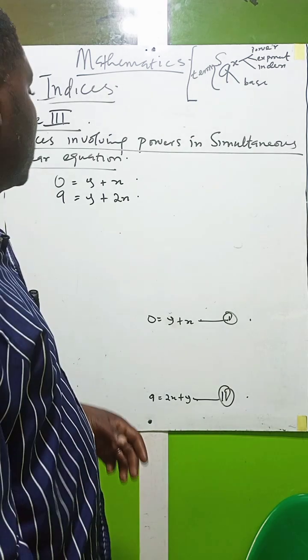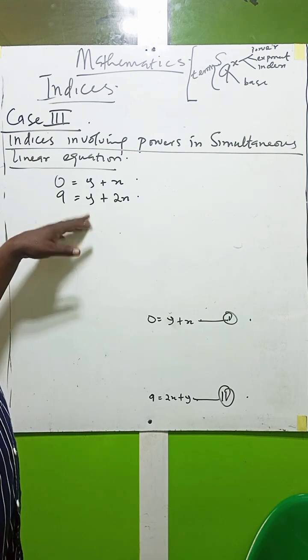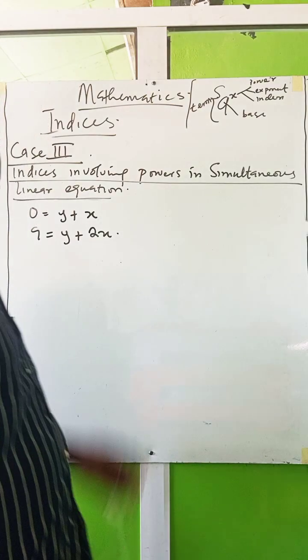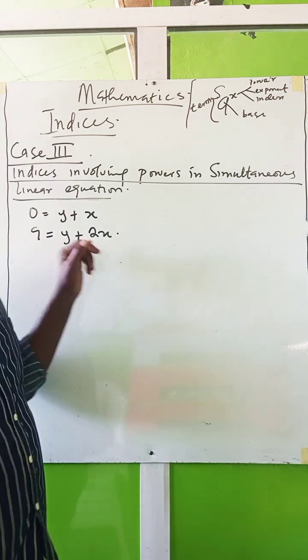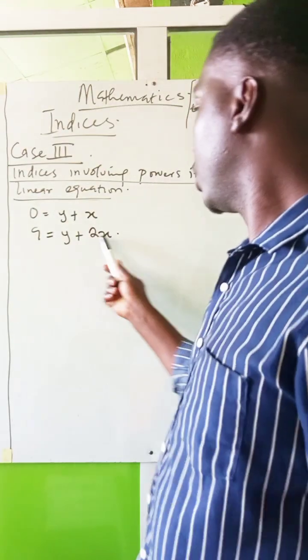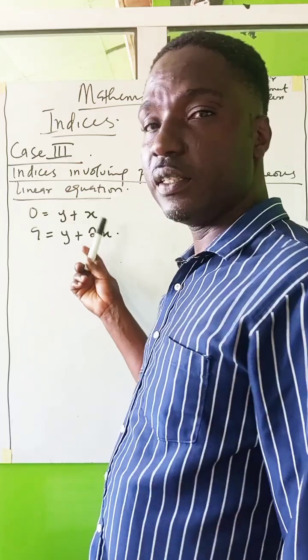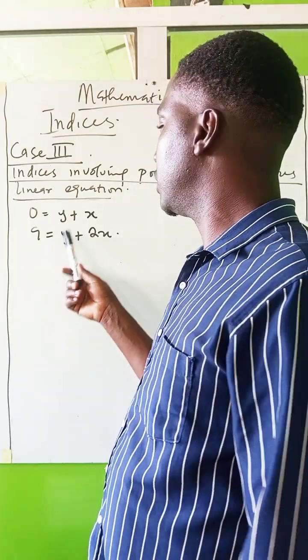Elimination method is where we try and see how to eliminate one of the variables so that we'll be able to find the other variable. So in this case, we will try and eliminate y.